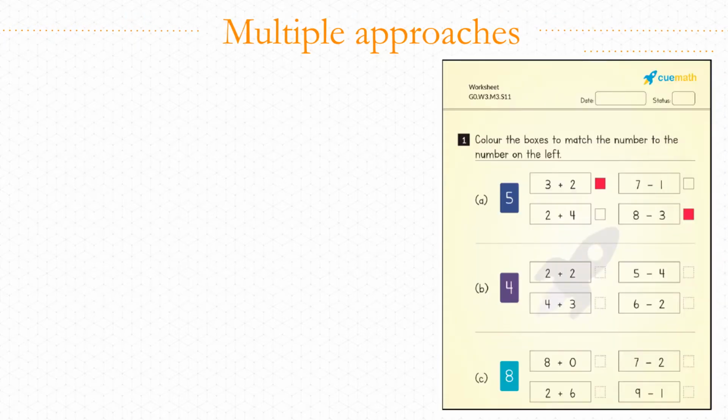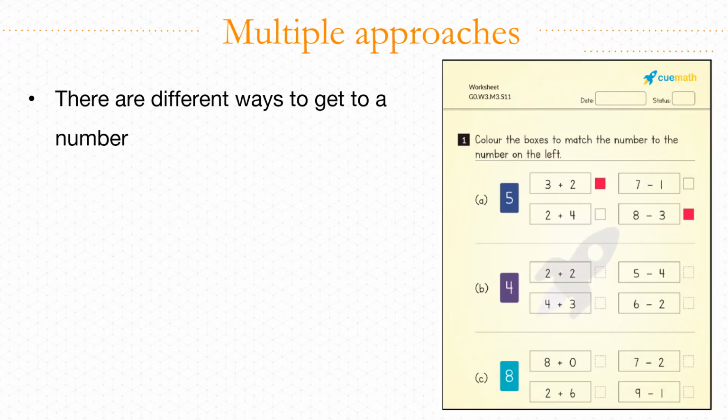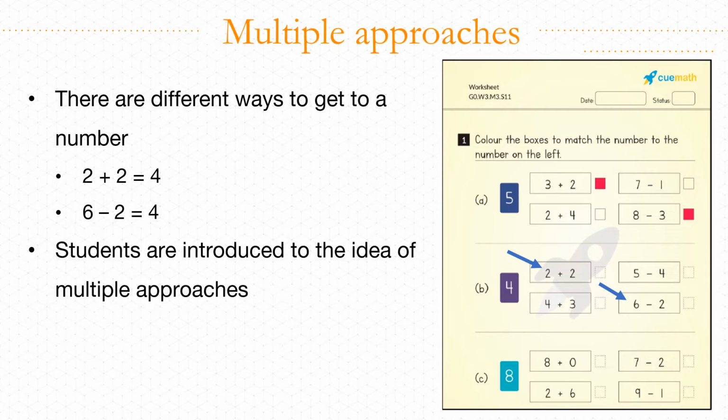With this sheet, they see that there are many different ways to get to a number. One of the addition statements to get 4 as a result could be 2 plus 2, and the same number 4 can be reached by subtracting 2 from 6. They learn that there may be several ways to get to the solution. They are introduced to the concept of multiple approaches. As the idea of multiple approaches takes root, it encourages the child to evaluate the best or most optimal route, a key skill for later years.